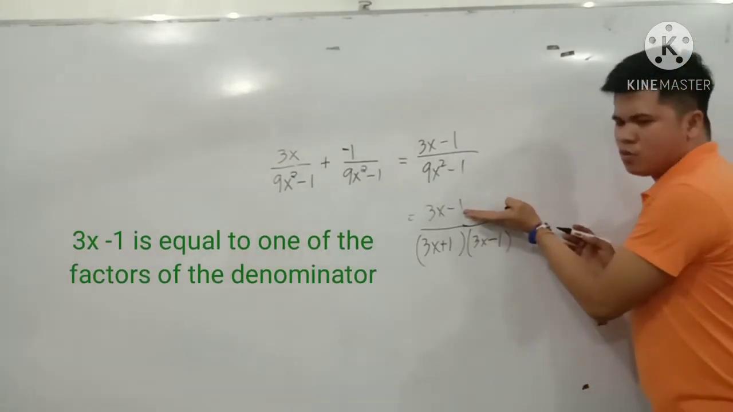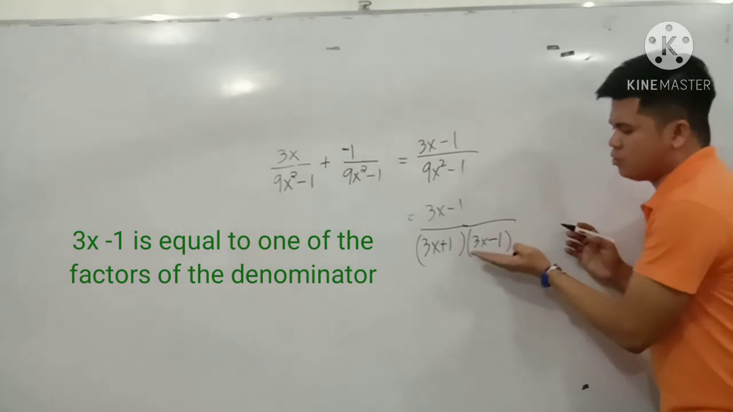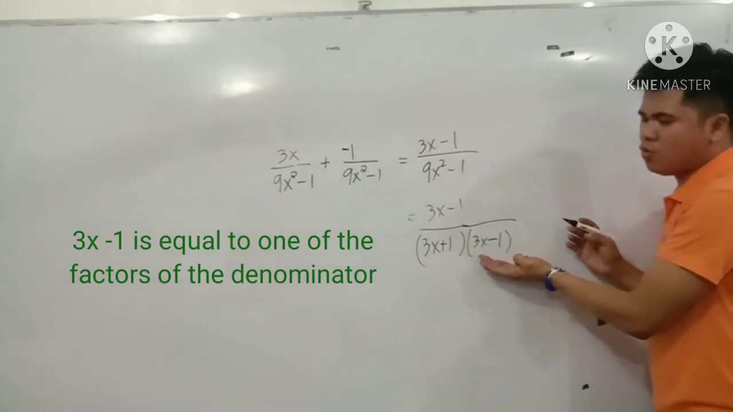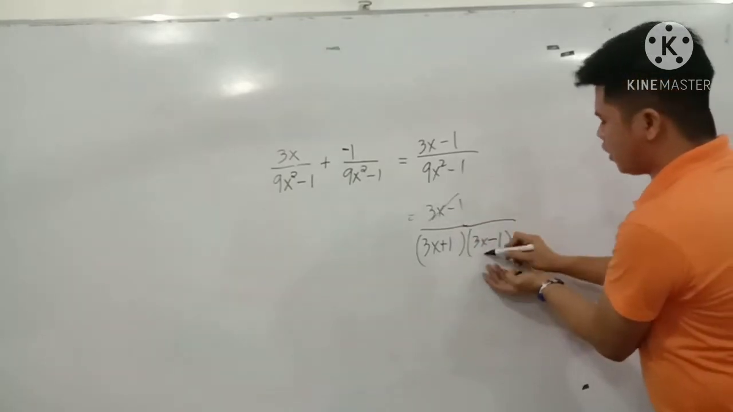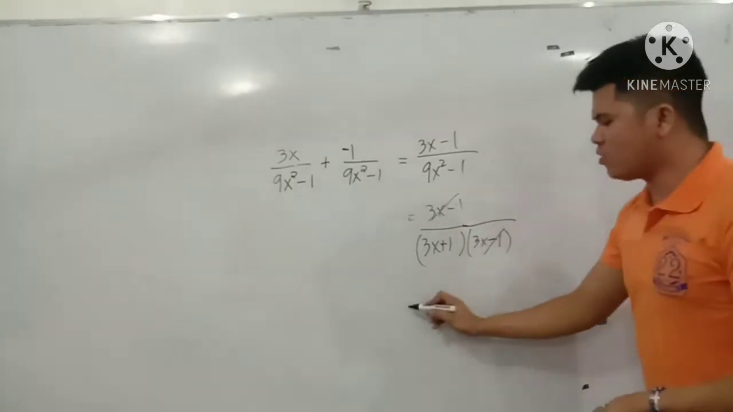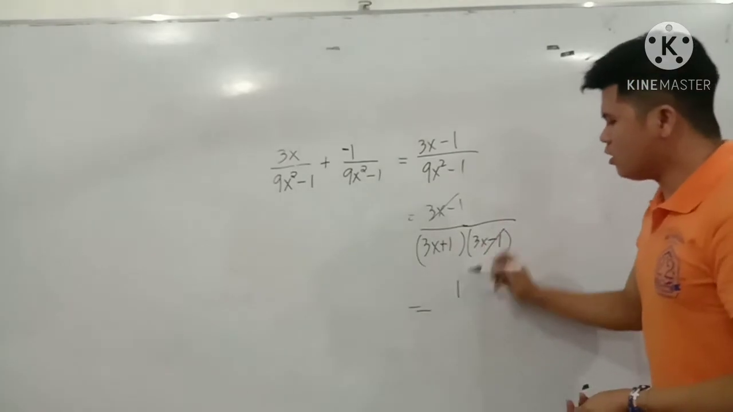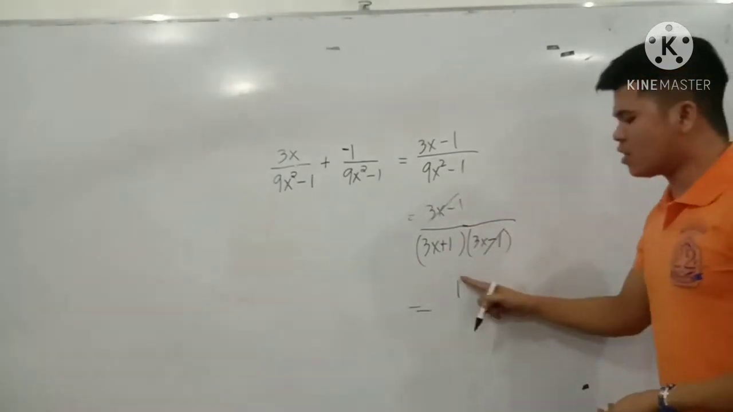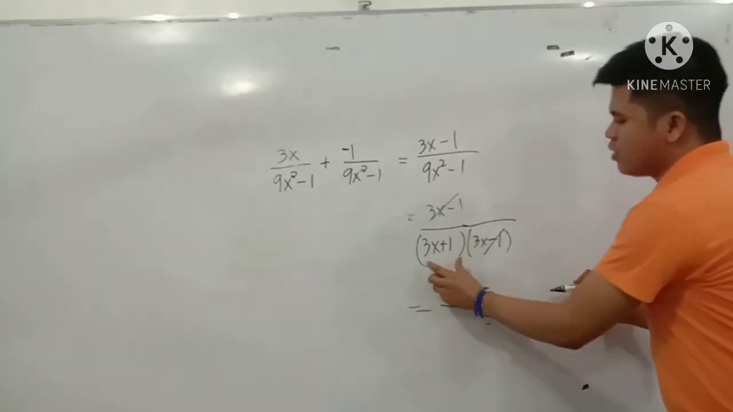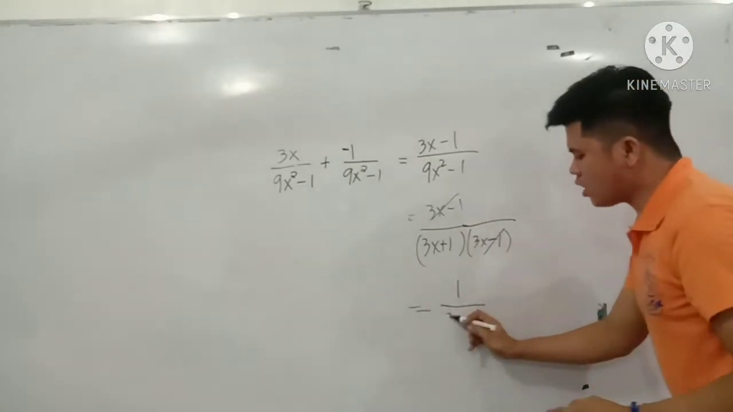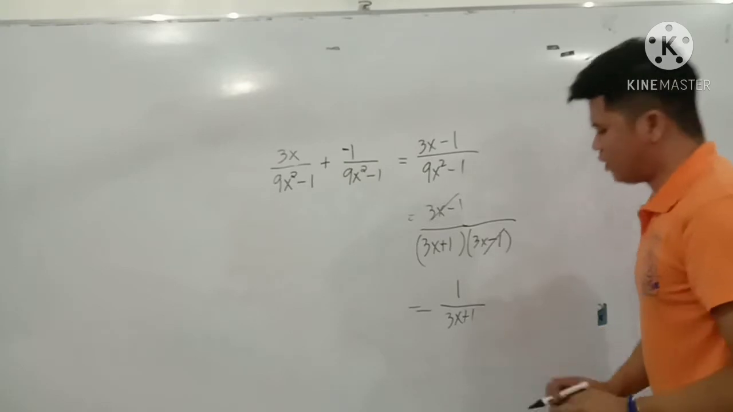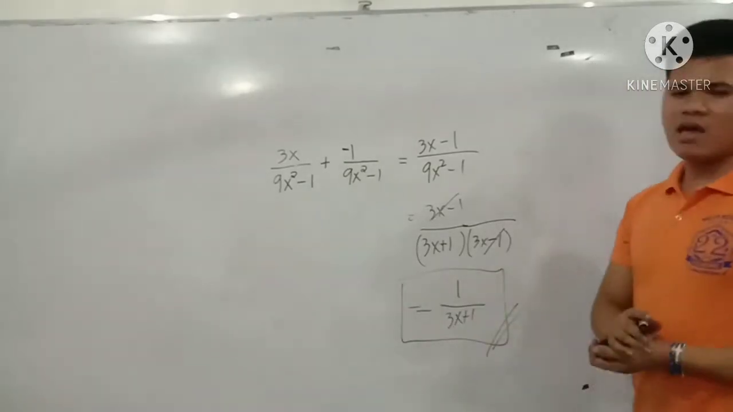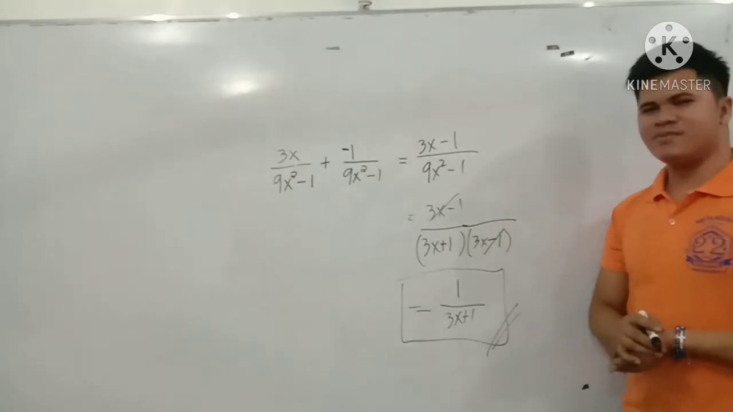Our 3x minus 1 is equal to one factor of our denominator, which is 3x minus 1. So we have to cancel this one. So our final answer is simply 1 over, since there is no term left in the numerator, automatically it has 1. So the remaining denominator is 3x plus 1. This is our final answer. I hope this is clear.